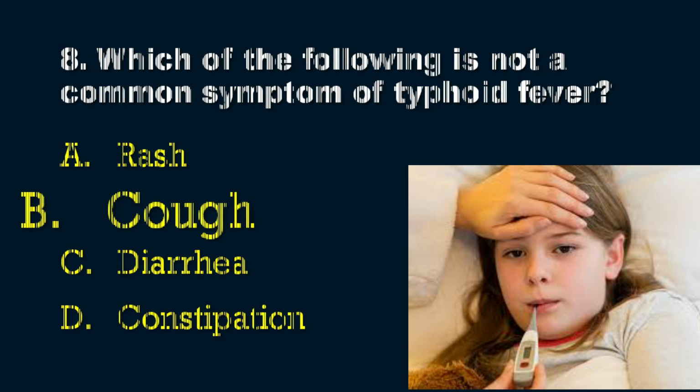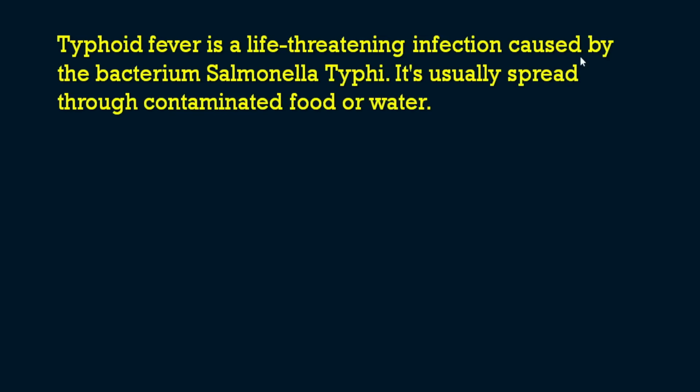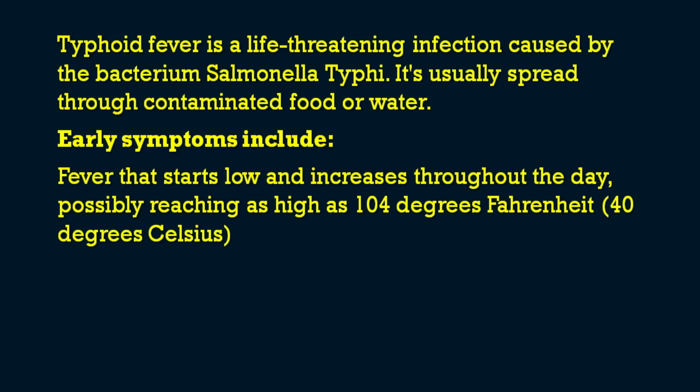Cough is the answer. So you know that typhoid fever is a life-threatening infection which is caused by the bacterium Salmonella typhi, and it's usually spread through contaminated food and water. So coming to the question, the early symptoms of typhoid fever include fever that starts low and increases throughout the day, possibly reaching as high as 104 degrees Fahrenheit, that means 40 degrees Celsius.